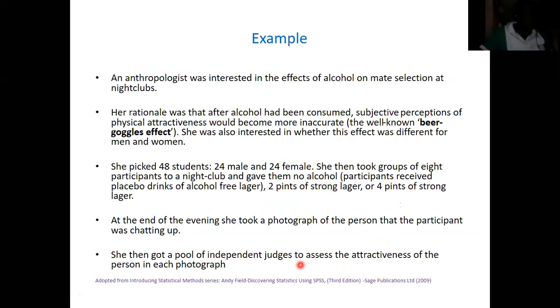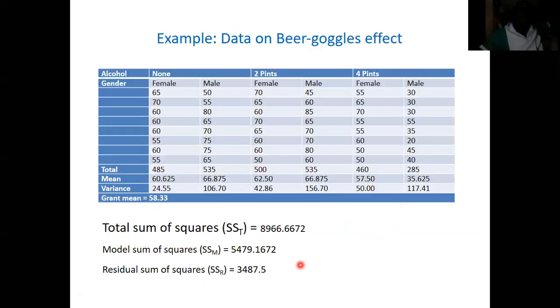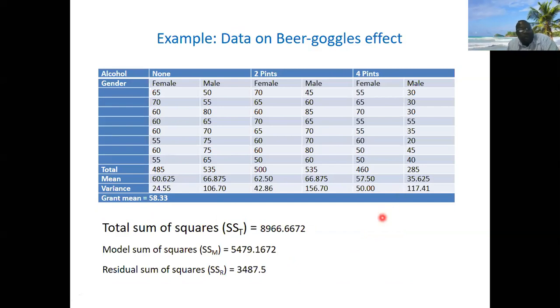Now, there's an example here. This example is just, let me just show the table. Somebody was trying to look at the effect of alcohol among people that go for party in choosing their mate. The person can be male or female. Of course, a male chooses a female, a female chooses a male. Many people go for attractive people, and that's what people go for in a party. Then how does alcohol, does it actually have influence on somebody's judgment of how beautiful or of choosing a mate?